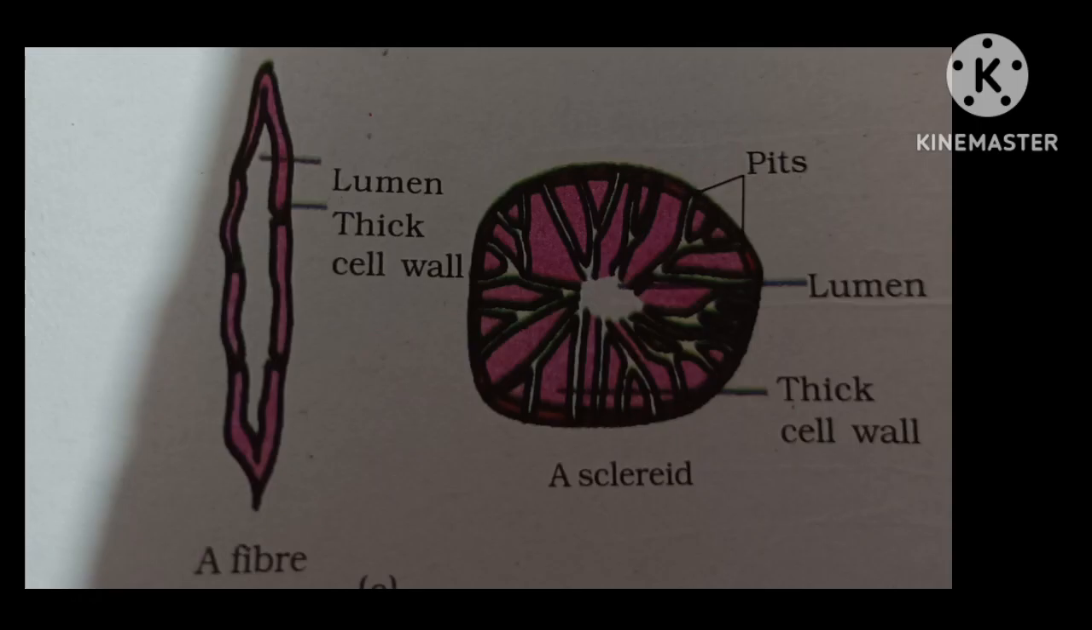Sclereids are spherical, oval or cylindrical, highly thickened dead cells with a narrow cavity known as lumen. These are commonly found in the fruit wall of nuts, pulp of fruits like guava, pear and sapota, seed coat of legumes and leaf of tea.